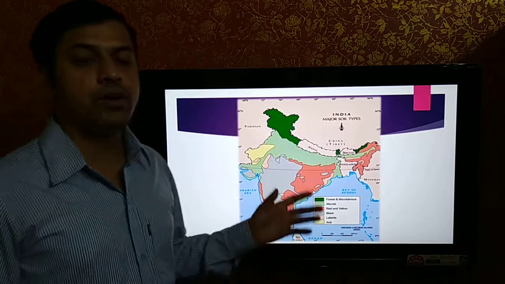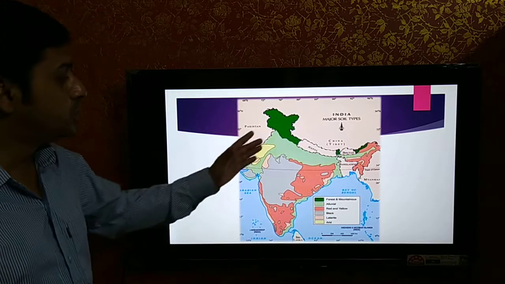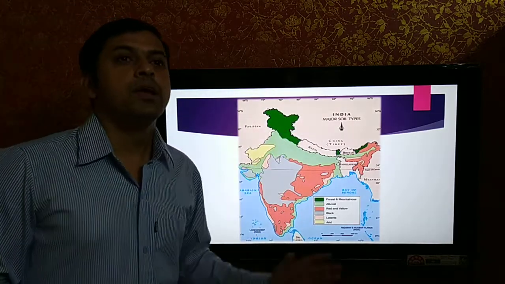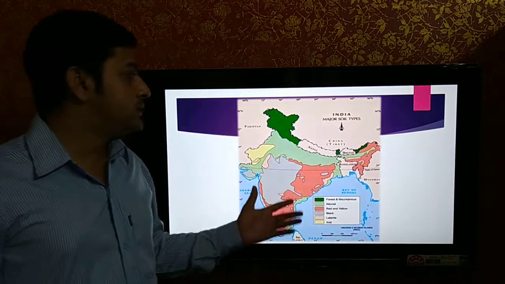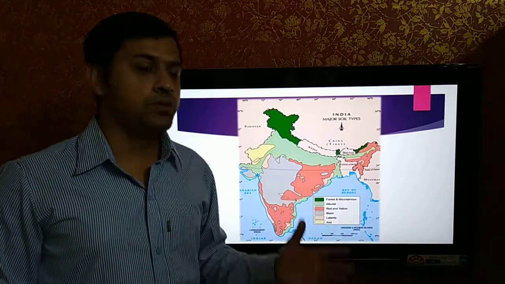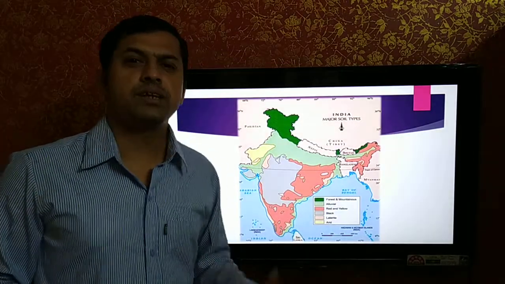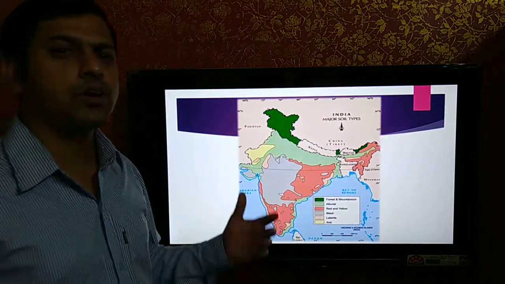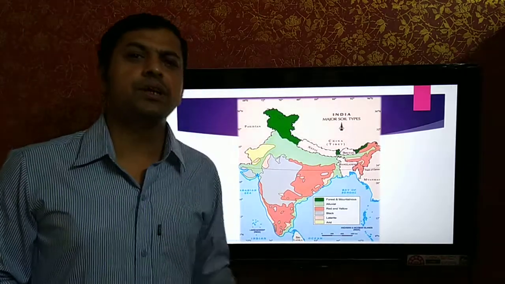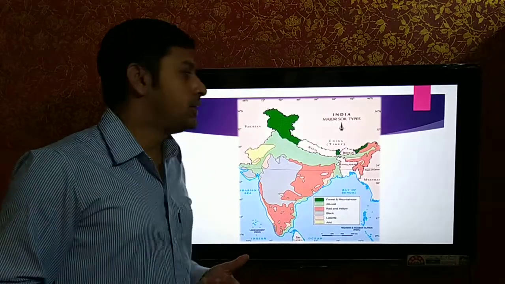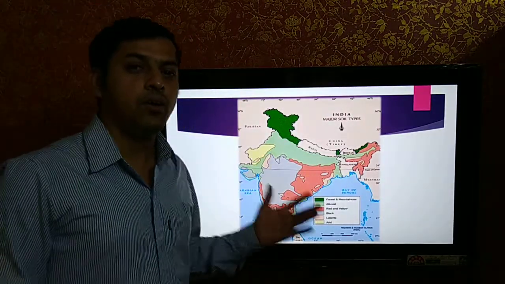So I hope you have already understood how to do these maps. At home you will practice this map, and you should take one blank map, one or two if available in a nearby shop, but I think now it is not available. If you have a printer, you can download it and print it out and practice it at home.